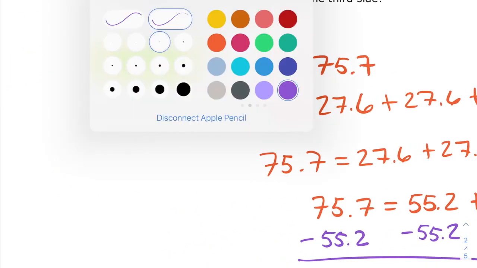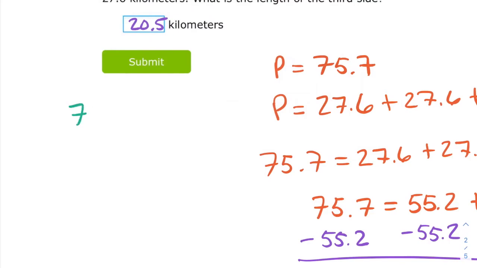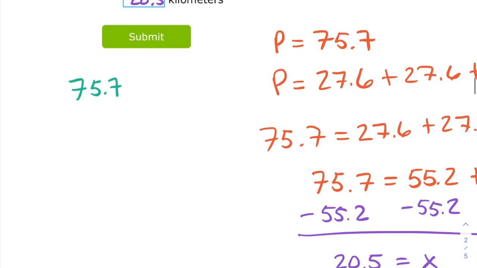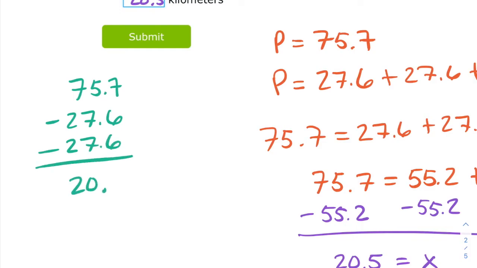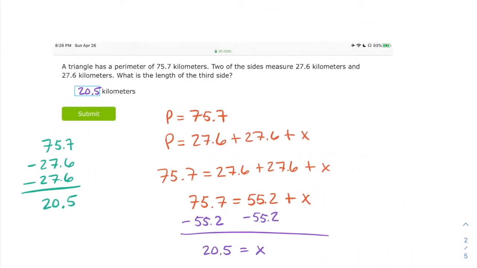We could have just done a more simple equation. Actually, we don't even need an equation. We could have just taken away the 2 sides we know, 27.6 and 27.6. And that result would have been 20.5, which is exactly what we were looking for.